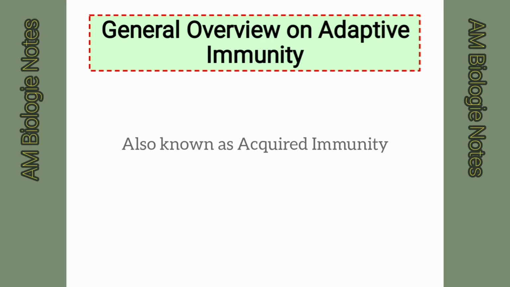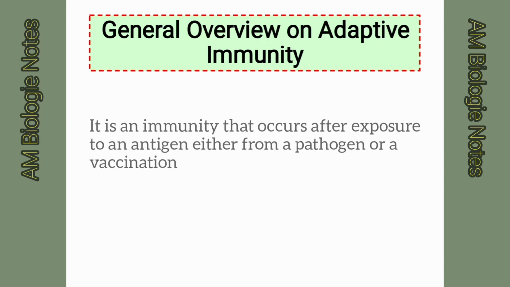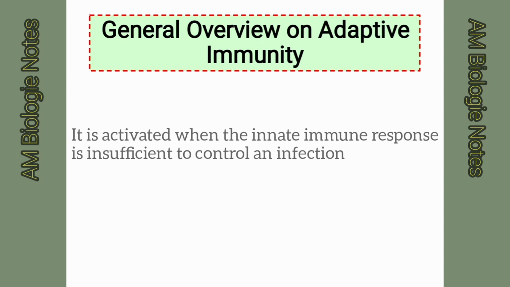First, we must know what is adaptive immunity. Adaptive immunity is also known as acquired immunity. It is an immunity that occurs after exposure to an antigen, either from a pathogen or a vaccination. This part of the immune system is activated when the innate immune response is insufficient to control an infection.